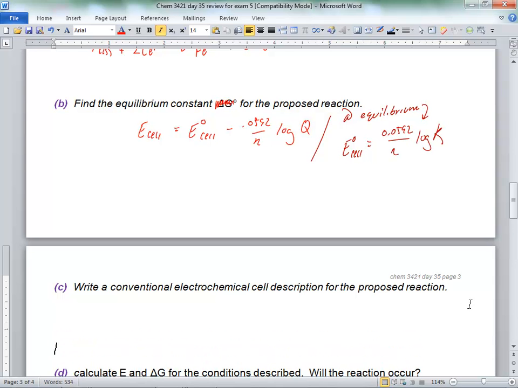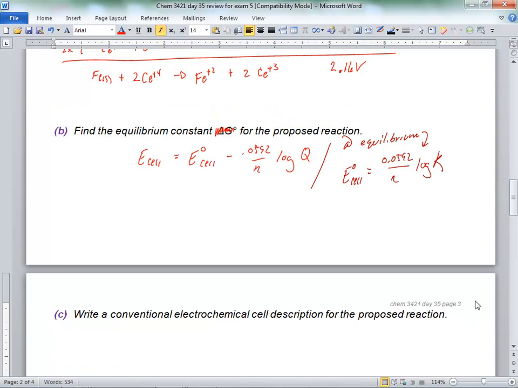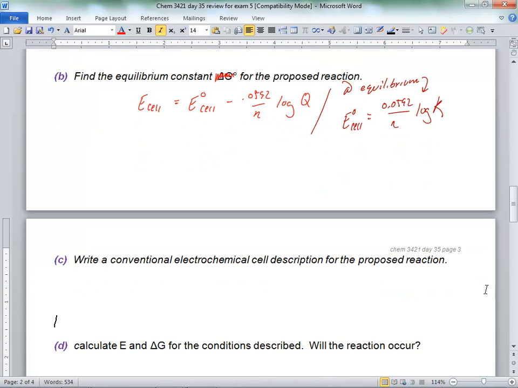Once you get your K, see if you remember how to write your line diagrams, right, for a cell description, where you have the double line for the salt bridge.